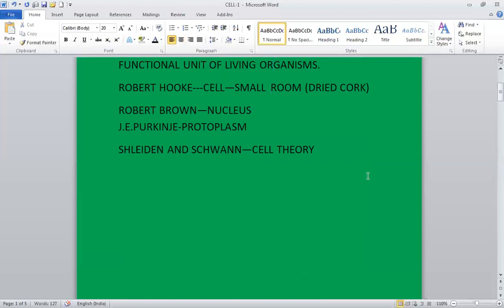So Robert Hooke discovered the cell, and the cell which he saw was a dead cell. Then Robert Brown, another scientist, the Scottish botanist Robert Brown, discovered the presence of a small spherical structure inside the cell and named it the nucleus. So we can say the word nucleus was given by Robert Brown.